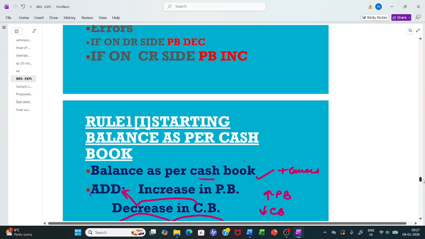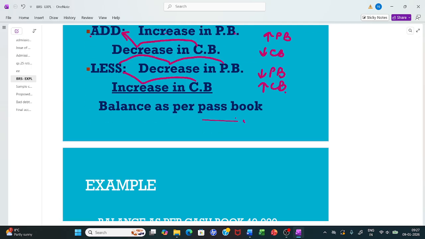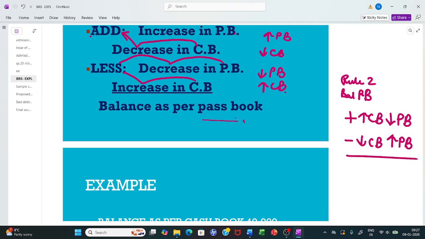If we are given the balance of the passbook in rule 2, we go in reverse. The other book is the cash book: an increase in the cash book is added, and a decrease in the cash book is deducted. But for the same book, the passbook, the rule is reverse. A decrease in the passbook is added, and an increase in the passbook is deducted. This will make us reach the balance of the cash book.